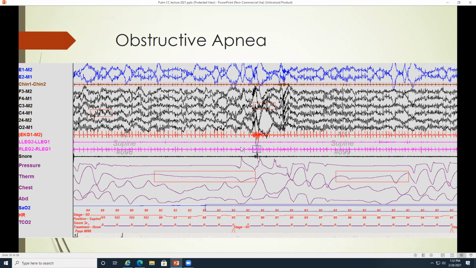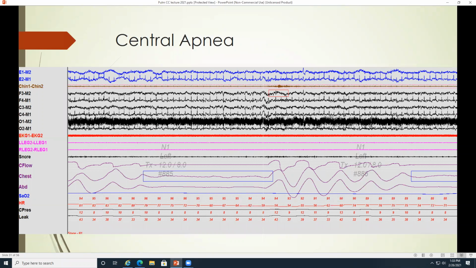At the end of the first apnea here, this is what an arousal looks like on the EEG. You can see there's a sudden change in the EEG. It's very disrupted. There will usually be some kind of movement and usually some kind of snore at that same time with that arousal. Okay.